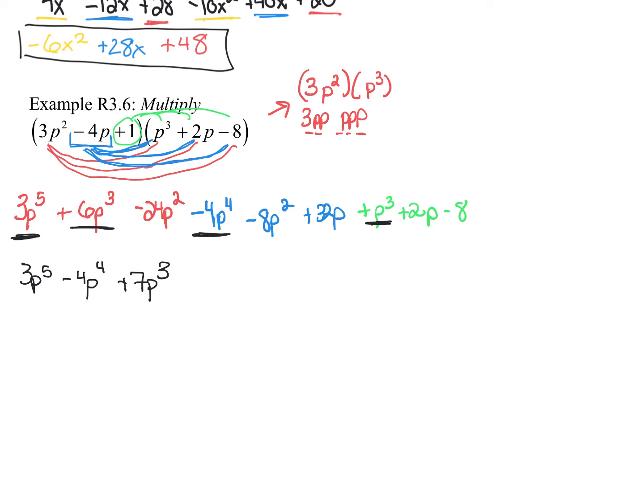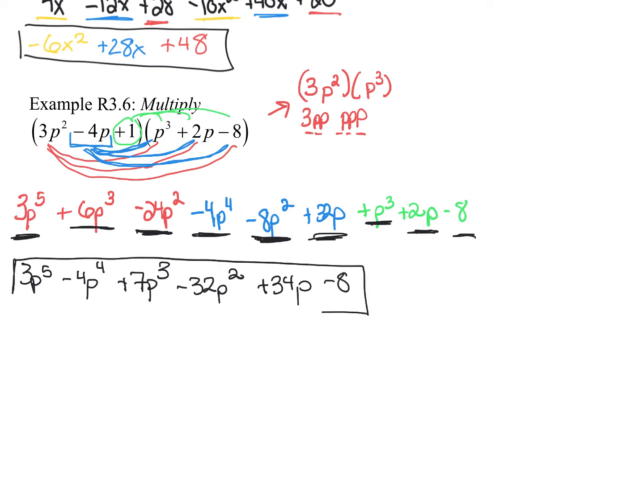And then squareds, I have negative 24 here and -8 here, which makes negative 32p squared. And then right here, I have 32p, and then right here, 2 more p's makes plus 34p. And all that's left down here is my -8. And this long thing is your final answer.